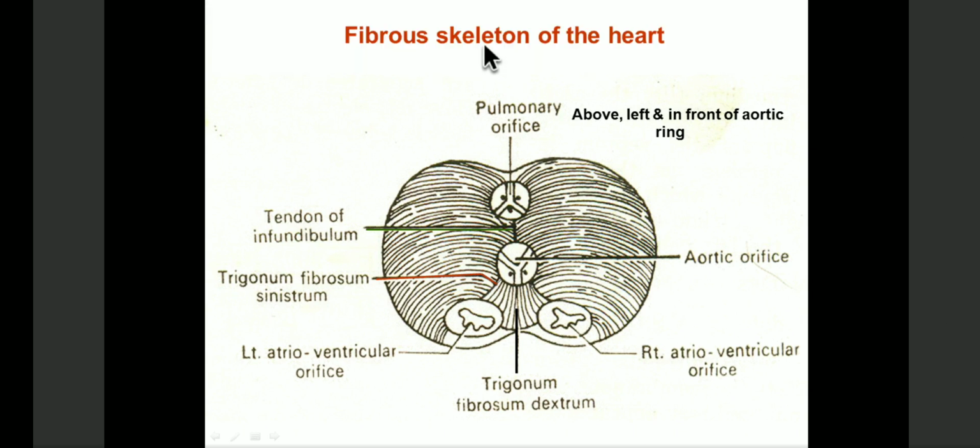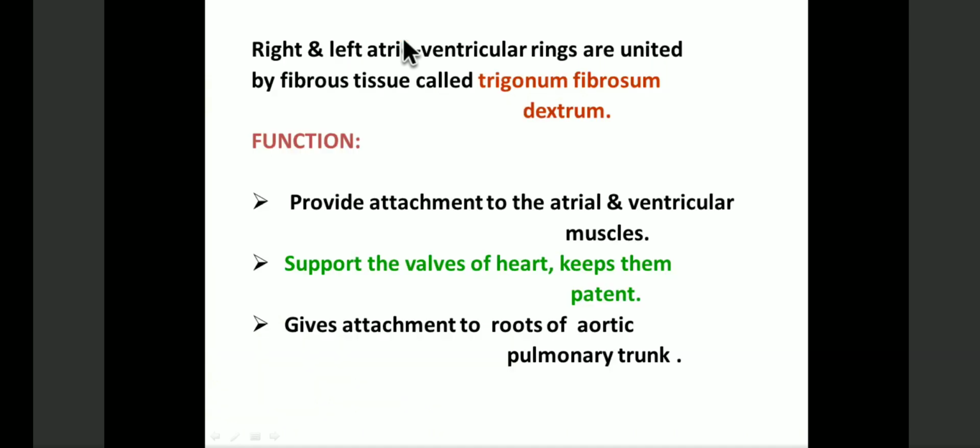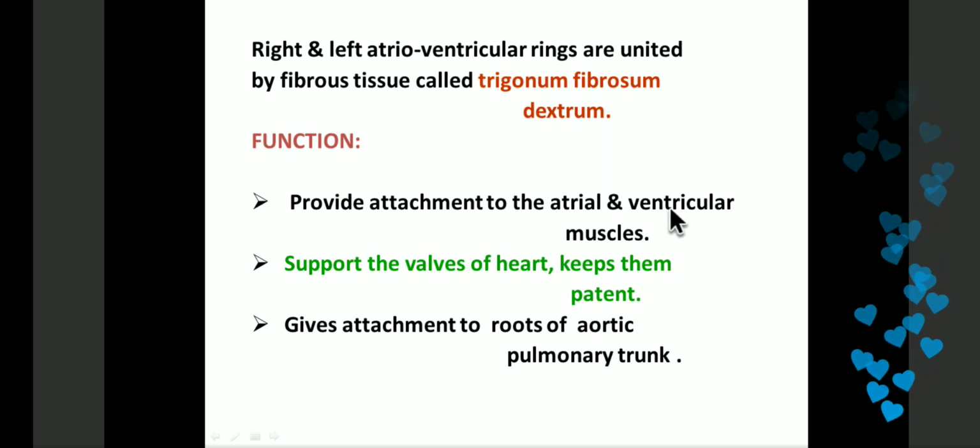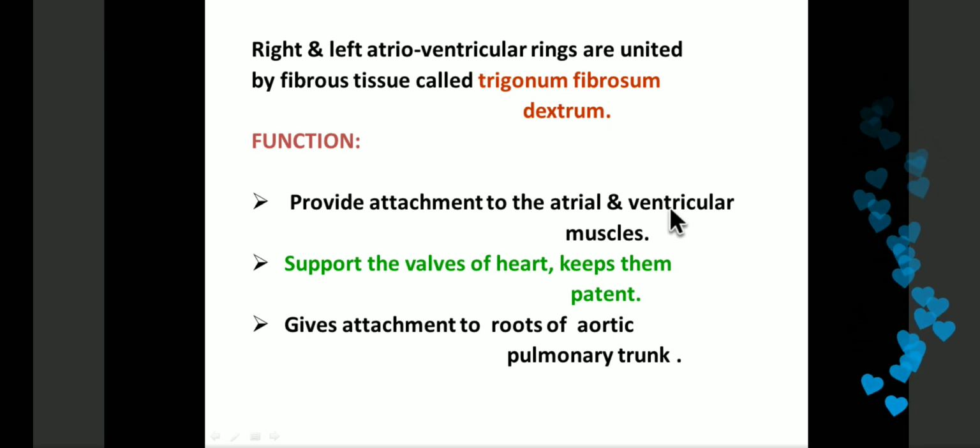Skeleton, generally we think about the bone. It's not the bone, it's a fibrous tissue. What is the use of this fibrous tissue present in the heart? They help in providing the attachment to the atrial and the ventricular muscles.